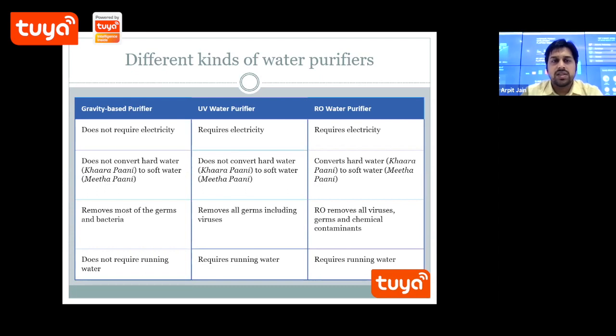So the basic differences between gravity, UV, and RO are visible in the table. Gravity doesn't require any electricity and running water, whereas UV and RO require running water and electricity. Gravity cannot convert hard water into soft water, and UV also cannot convert hard water into soft water, but RO can convert hard water to soft water. Gravity removes germs and bacteria, whereas UV can remove viruses as well, and RO removes virus, germs, chemical contamination, everything.